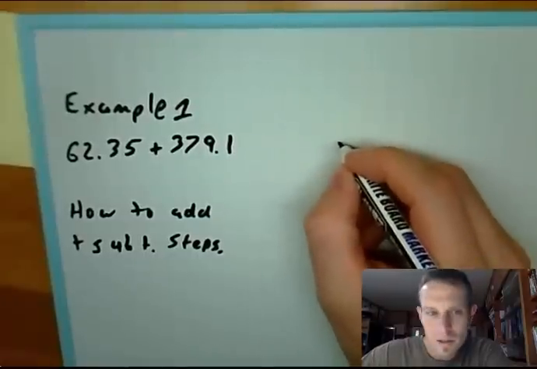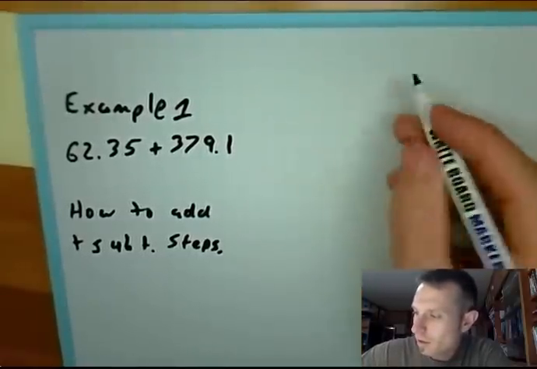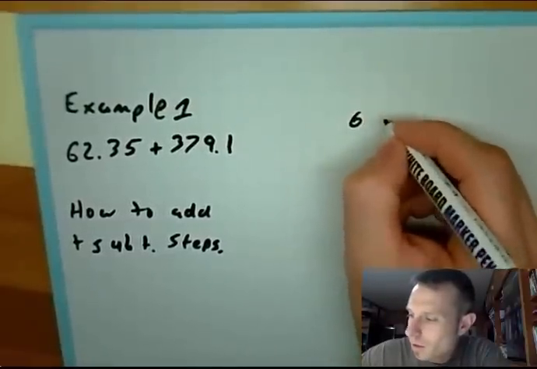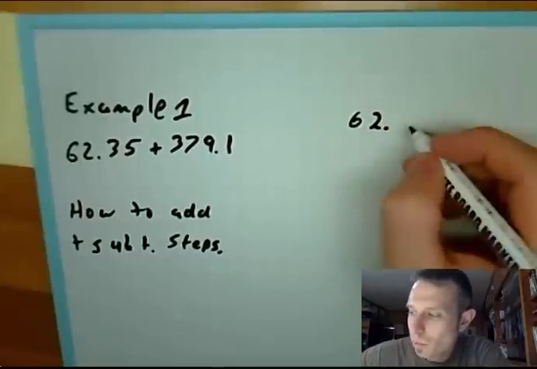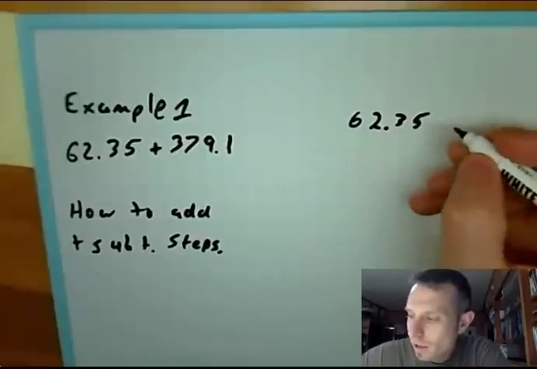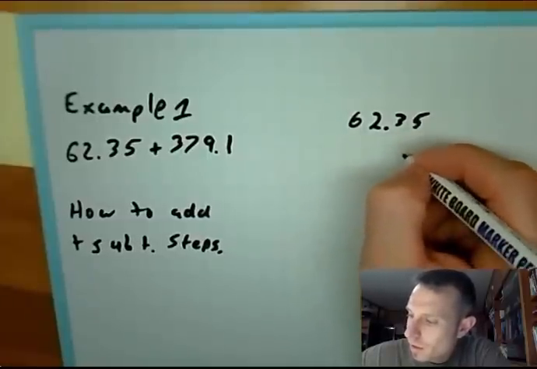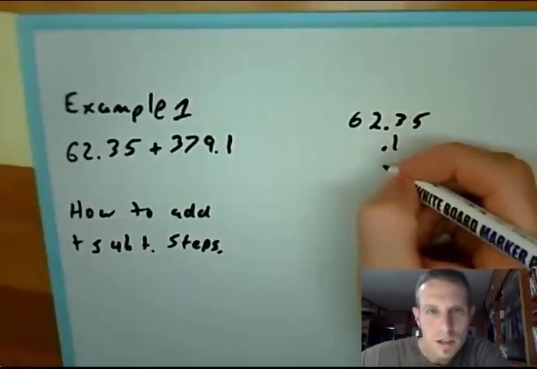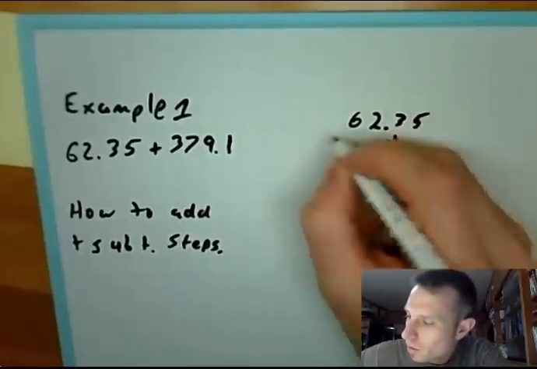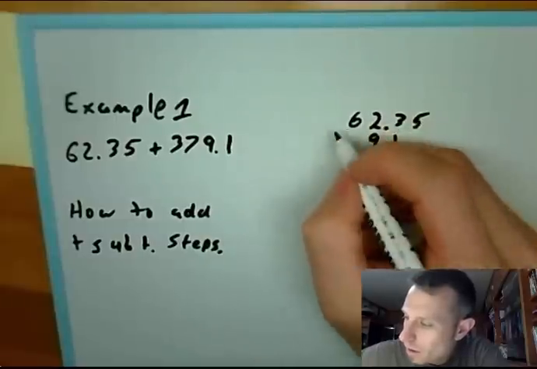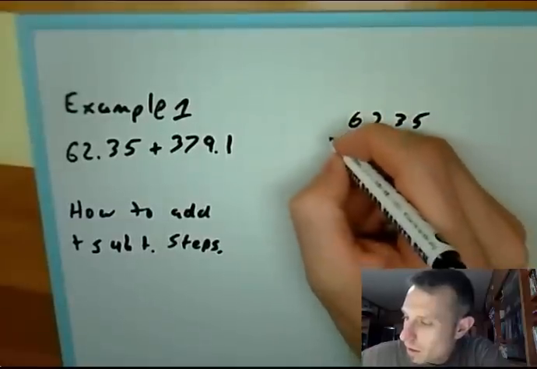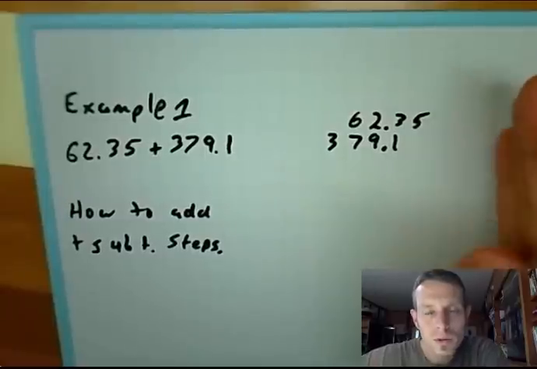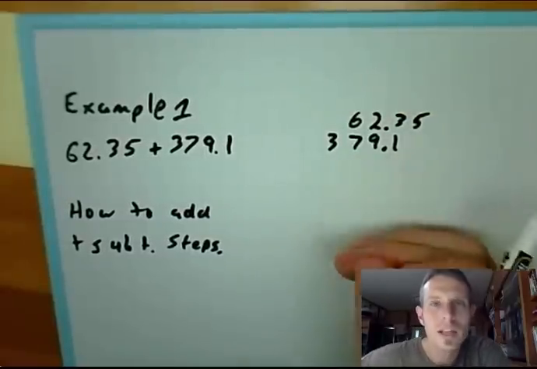Let me just write it in the squares. Again, we're doing graph paper, so you should be writing inside the squares. That would be easiest. 62.35, and we're adding that to 379.1. So I'm going to put the 0.1 right here, and you can see how the decimals are lined up vertically. And then this is the ones place. Over here the 9 was in the ones place, the 7 was in the tens place, and the 3 was in the hundreds place. This is just like whole numbers. Whole numbers were already lined up for you in the ones place because they didn't have a decimal.